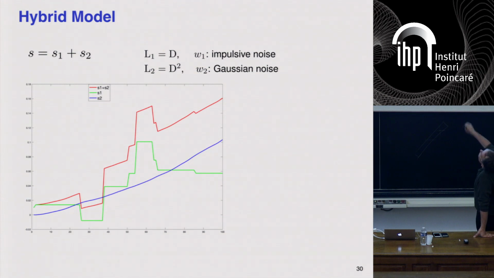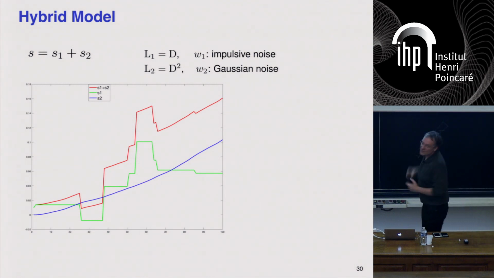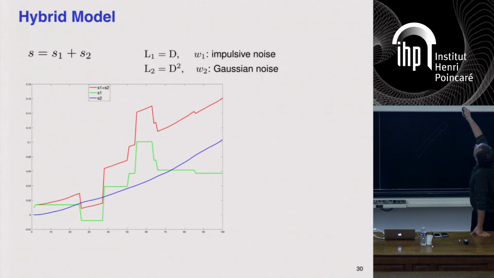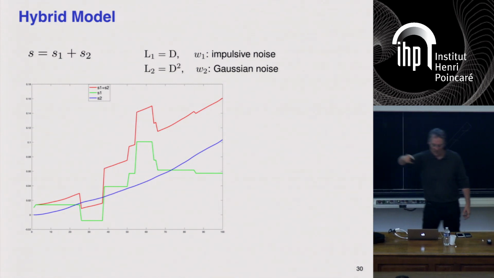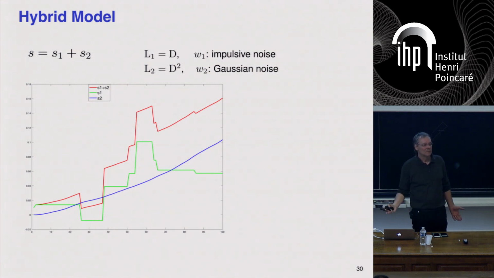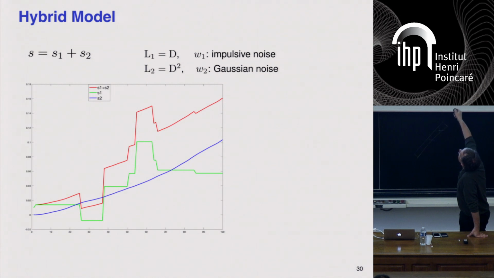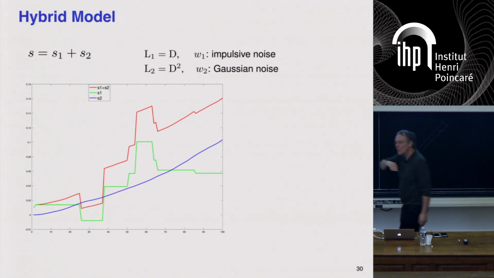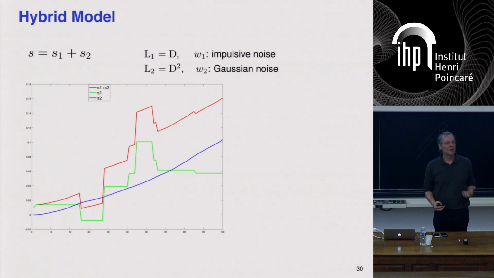So here, a hybrid, S1 plus S2. And what are we using here? L1 is the derivative, L2 the second derivative. And we're using impulsive noise, which goes with D1. Impulsive noise will generate something piecewise constant, which is shown here, so that would be like steps. And then the other one here, the blue one, is a Gaussian, which is very smooth. If you add the two, you get the red one here, which is piecewise smooth with jumps. So now the question is, can we recover?